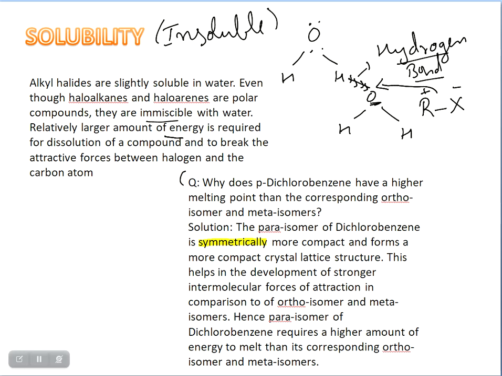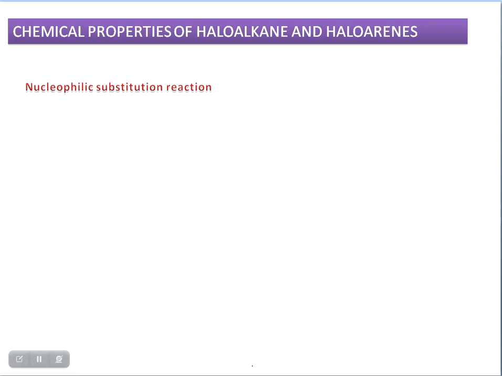Next, the question is: why does para-dichlorobenzene have a higher melting point than the corresponding ortho and meta isomers? See, in para, the symmetry is like this. Symmetry is responsible for their intermolecular forces, and the forces are strong in para, so a crystalline lattice structure is there, with high intermolecular forces, so para is stronger than the ortho and meta isomers. Clear, guys?